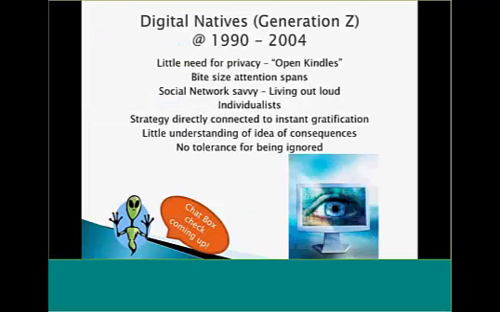The group that's coming up, the digital natives, these are the ones that we're going to start seeing real quick here in a lot of our school classrooms. Digital natives, Generation Z, we refer to them, born between the years 1990 and 2004 approximately. These are the ones that we might talk about where they have little need for privacy, or as I like to put it, they're open Kindles.